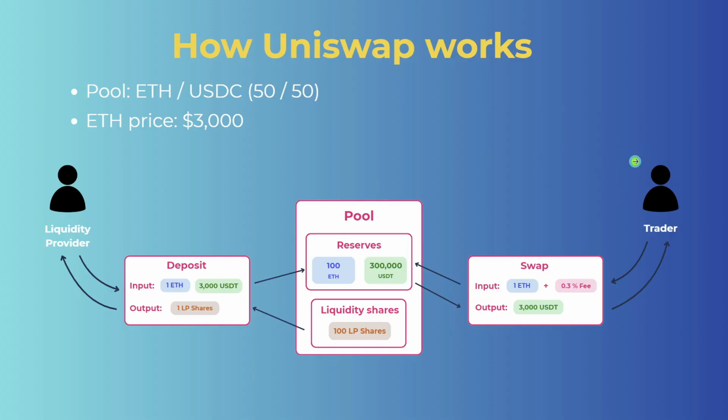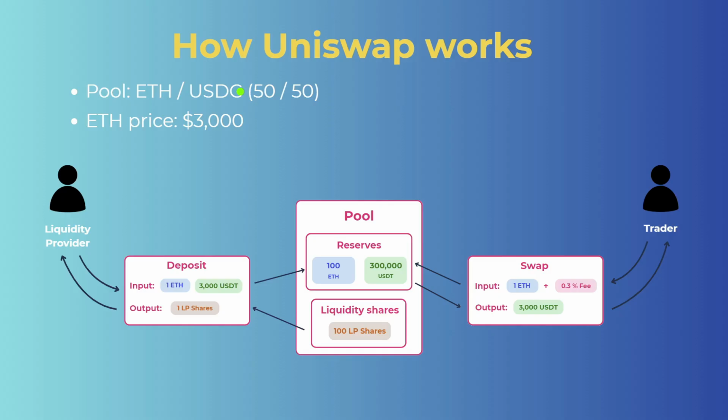On the other side, we have a trader. The trader, for example, wants to swap one Ethereum for, let's say, 3000 USDC. It will provide one ETH and it will pay 0.3% of fee. This, of course, is on Uniswap V2; on Uniswap V3, the fee tiers are different. It will get in output 3000 USDT from the pool. Sorry, here it should be USDC, but it is the same. USDC and USDT are both stablecoins pegged to the dollar, so they both should be worth $1 at any time.